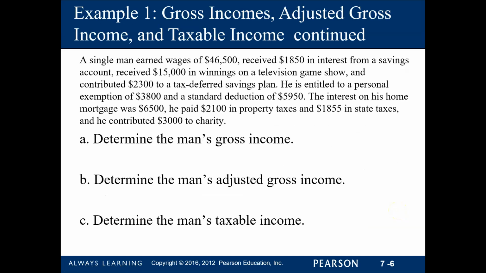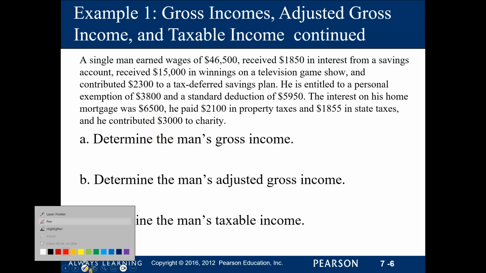All right, let's start with this particular problem. We have a single man with wages of $46,500, who received $1,850 interest from a savings account, $15,000 in winnings from a television game show, and contributed $2,300 to a tax-deferred savings plan. He is entitled to a personal exemption of $3,800 and a standard deduction of $5,950. The interest on his home mortgage is $6,500, he paid $2,100 for property taxes and $1,855 in state taxes, and he also contributed $3,000 to charity. So let's start with the man's gross income.